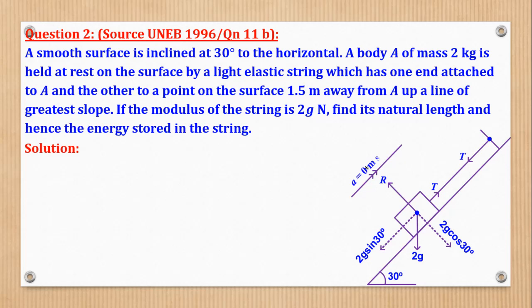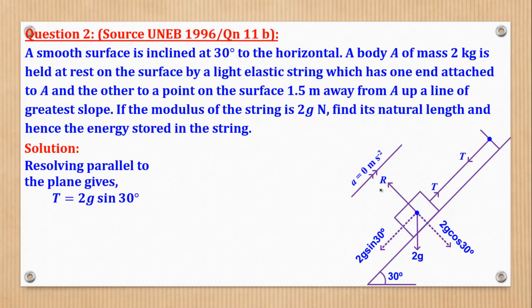Then the acceleration: when it is released, it will move up. Why? Because currently it was stretched. So resolving parallel to the plane, T is equal to this force, is equal to this. Then substitute, Hooke's law gives you that. Then 2 sine 30 gives 1. Then you remain with only g.